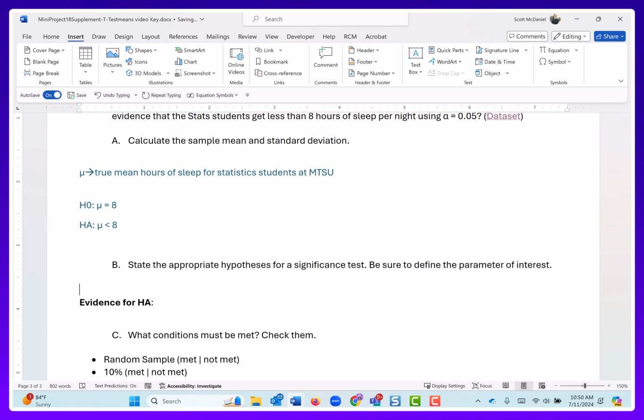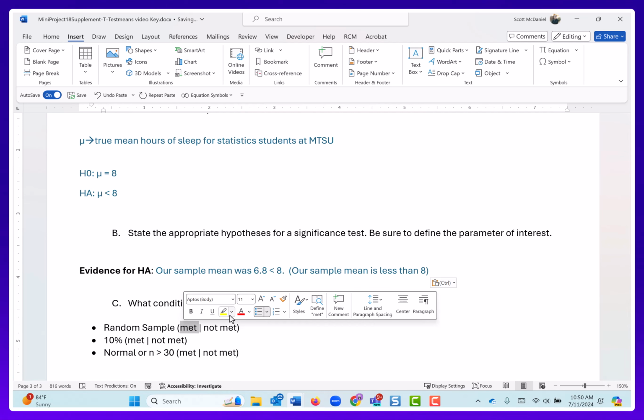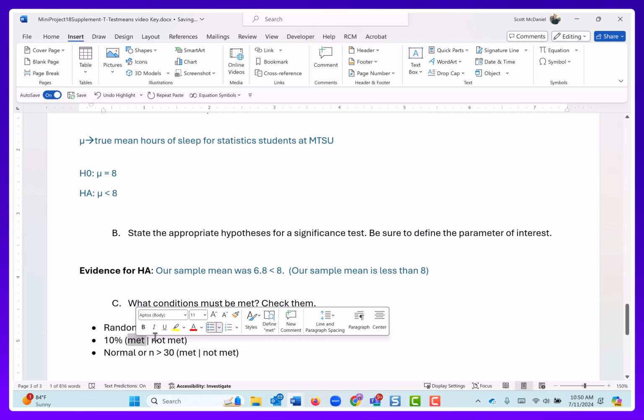And do we have evidence? Well, yeah, our sample mean was 6.8, which is definitely less than 8. And the question is, if I took another sample of stat students, how likely is it, if the true mean really is 8, that I get a value this low? Treat it as a random sample, although it was a pretty convenient sample, just my class. Definitely not more than 10% of all stat students.